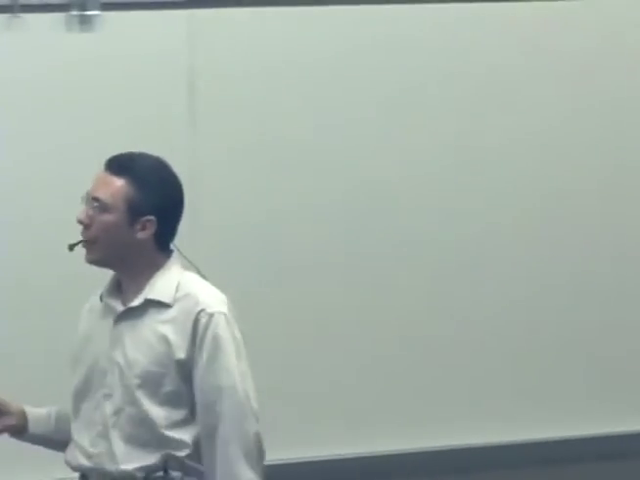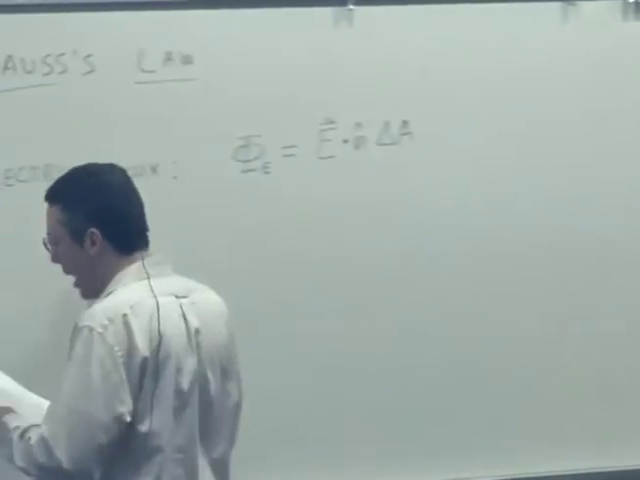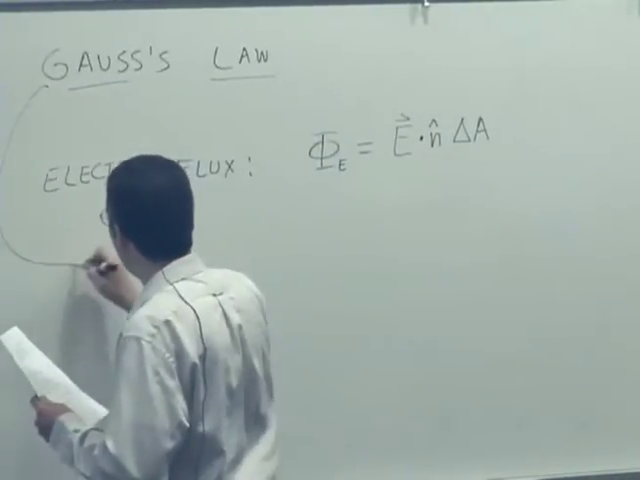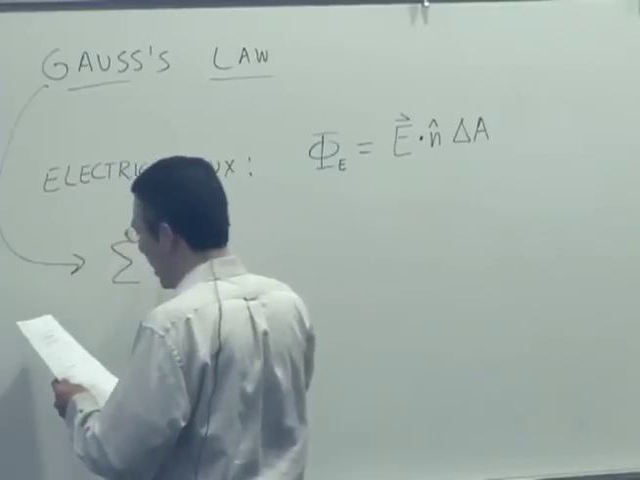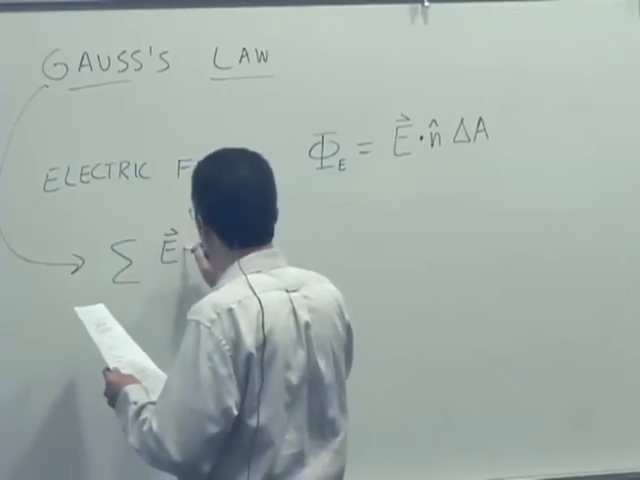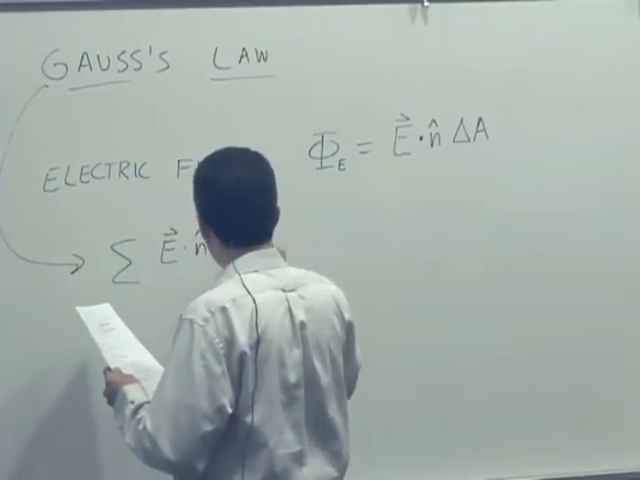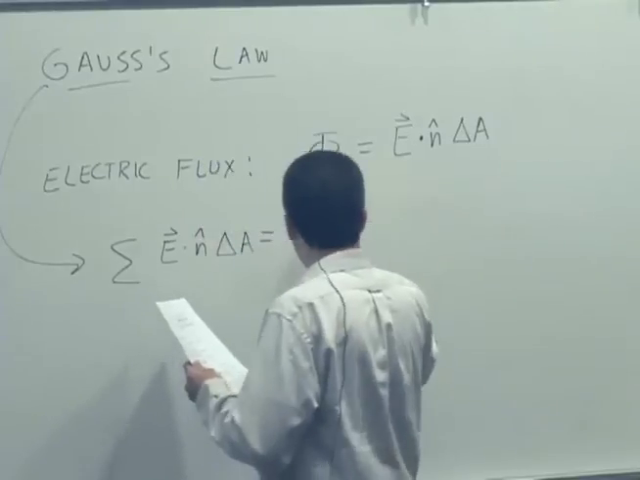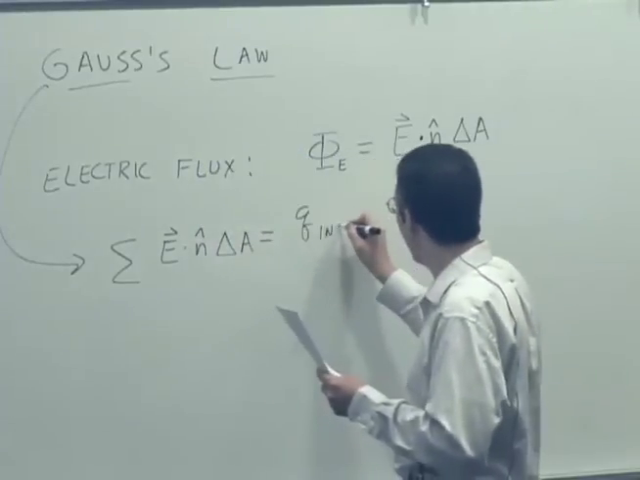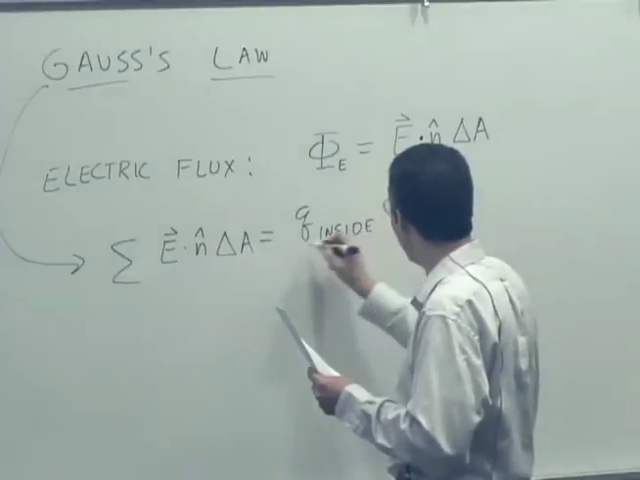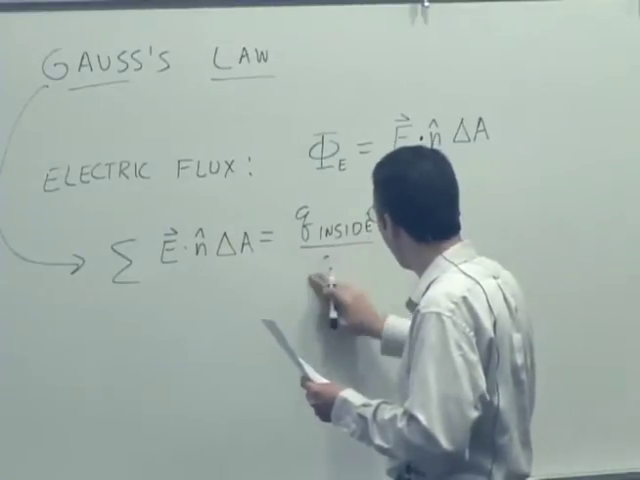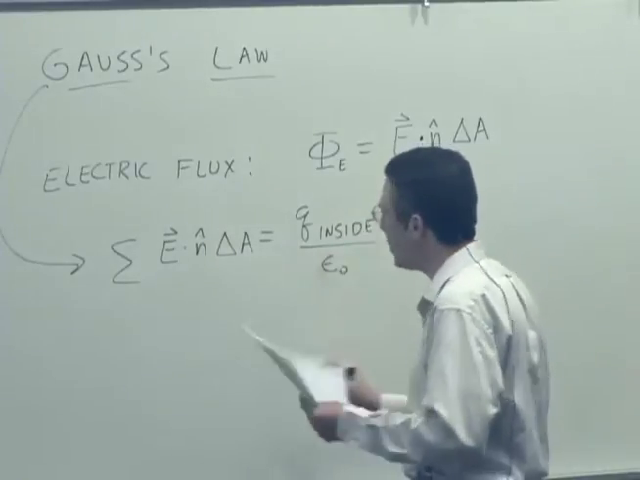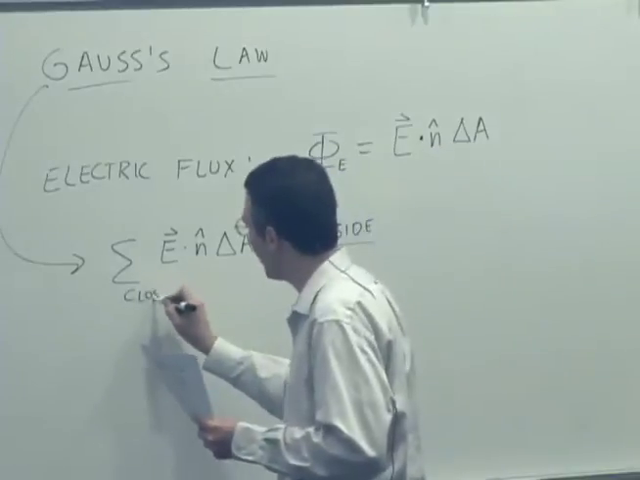And so if you're looking at a closed surface, like a box, then Gauss's law is the sum of all that electric flux over the closed surface, telling you something about, or being equal to, the charge inside the box divided by the constant epsilon 0. So this summation is over a closed surface.